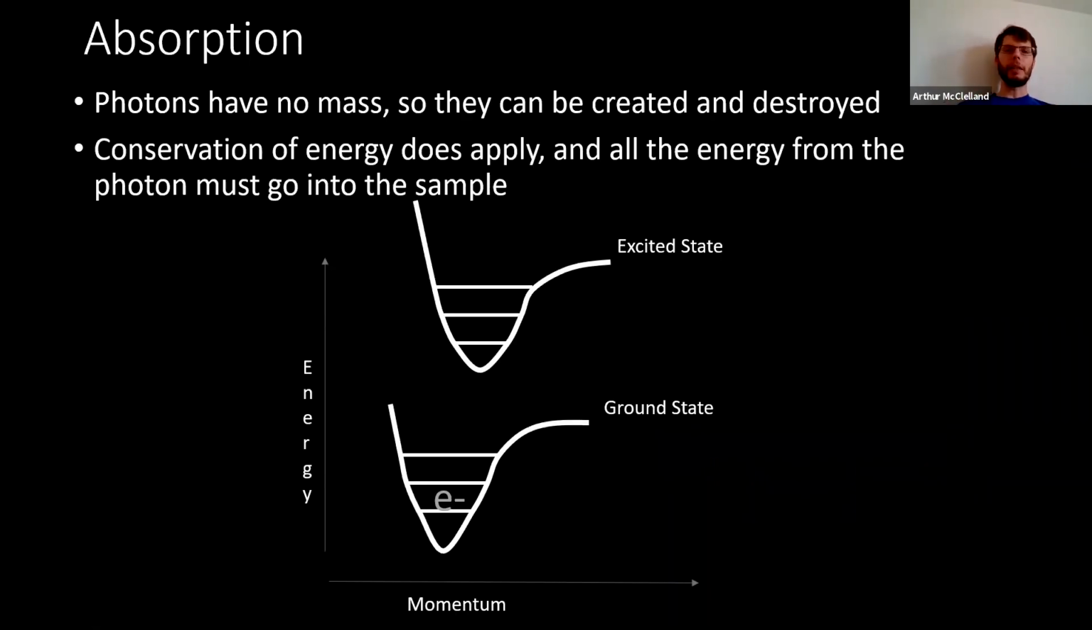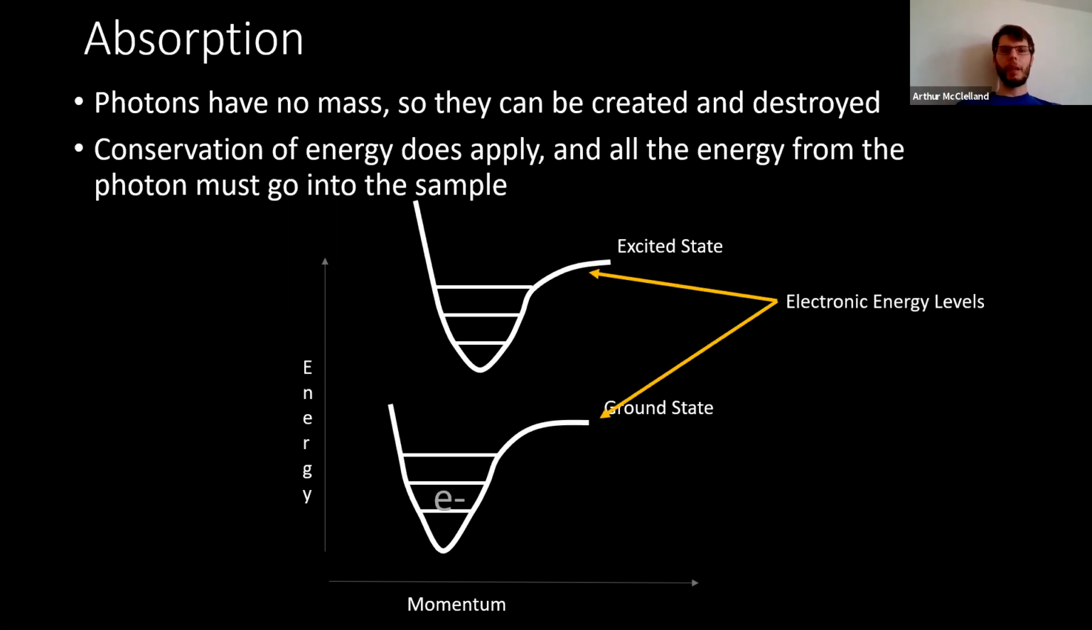But what is that actually telling us? So this is an absorption measurement. So what color of photons are being absorbed? Photons have no mass, so we can create and destroy them as we want. But we still need to do conservation of energy. And we need to account for all the energy. All the energy from the photon must go into the sample. The sample can't make change for you. It's got to all be accounted for.